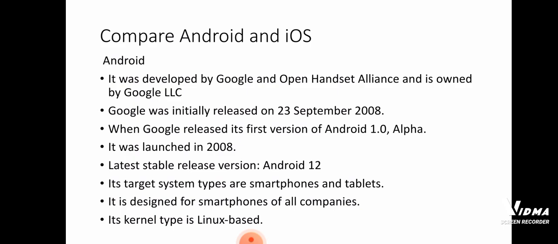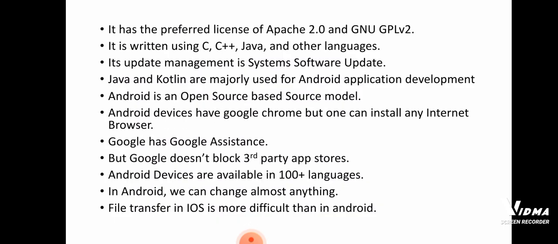It is designed for smartphones of all companies. Its kernel type is Linux based. It has a preferred license of Apache 2.0 and GNU GPLv2. It is written using C, C++, Java and other languages. Its update management is system software update. Java and Kotlin are majorly used for Android application development. Android has an open source model.